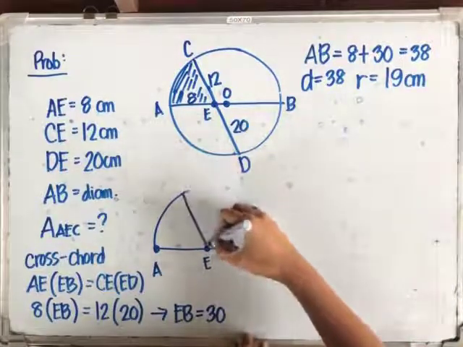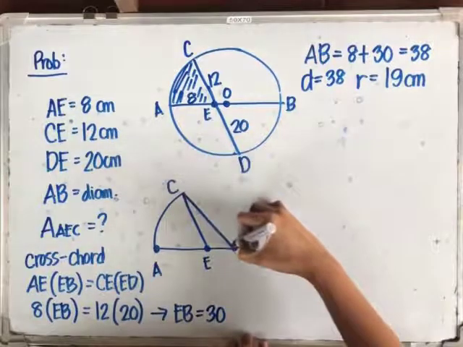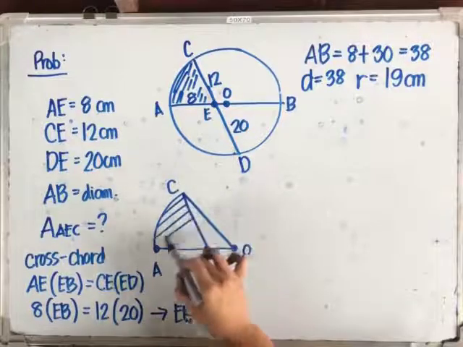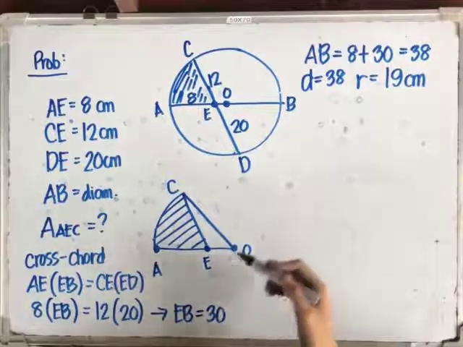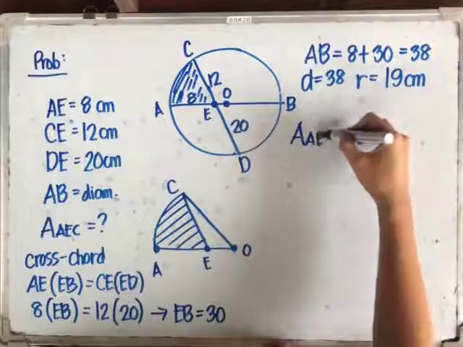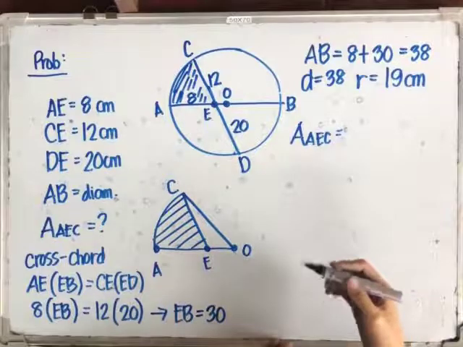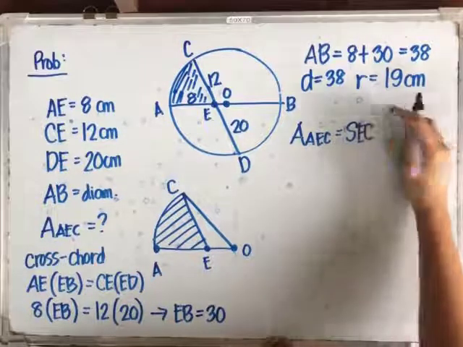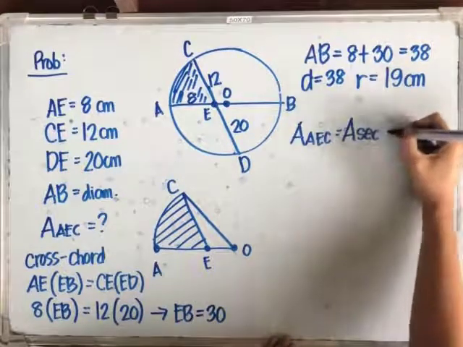This one is your point C, which I can also connect. Okay? The area we are looking for is this one. Tama? Can I say that the area of AEC is equal to our AOC sector, that's actually a sector, diba? Area of sector.